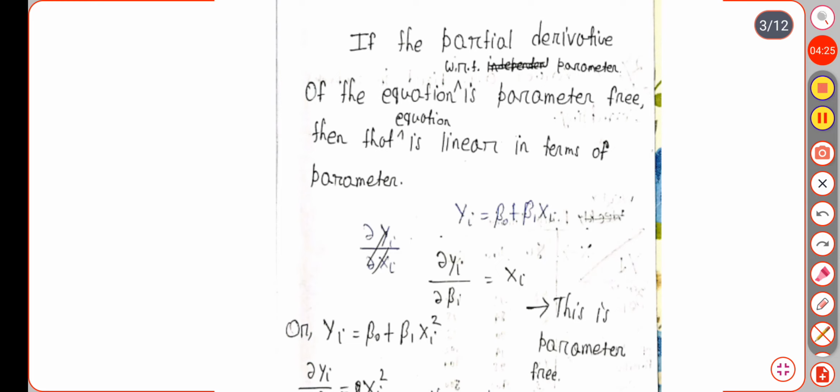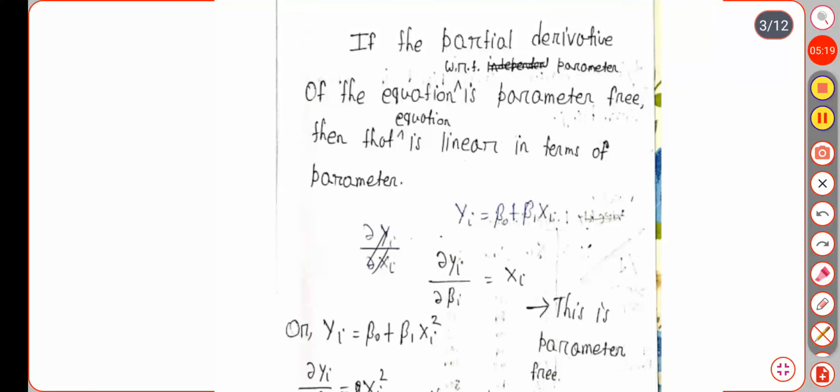Am I getting any parameter back? Well, the answer is no. When we take the partial derivative of the dependent variable with respect to the parameters in this form of equation, where yi equals beta 0 plus beta 1 xi, we do not get any parameters back in the result. So when we take the partial derivative and do not get any parameter back, we can say that our regression equation, yi equals beta 0 plus beta 1 xi, is linear in terms of parameters.